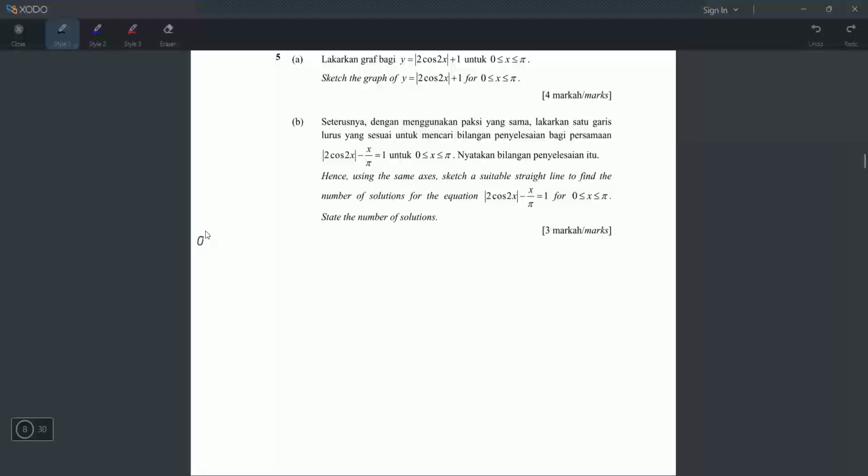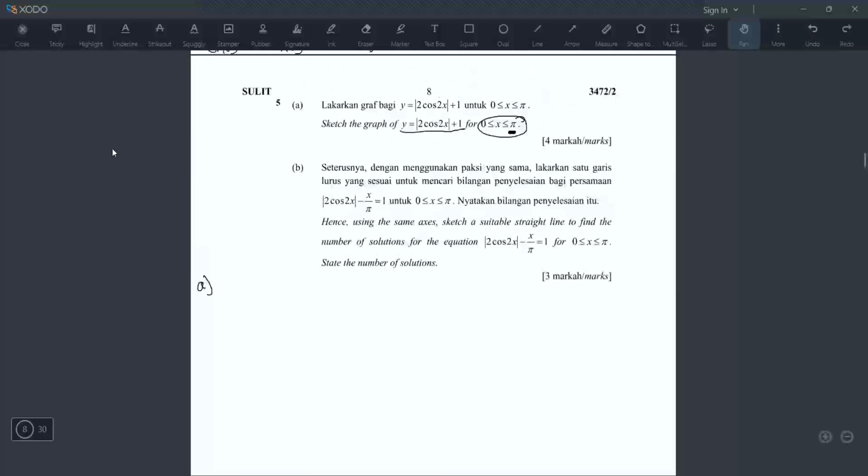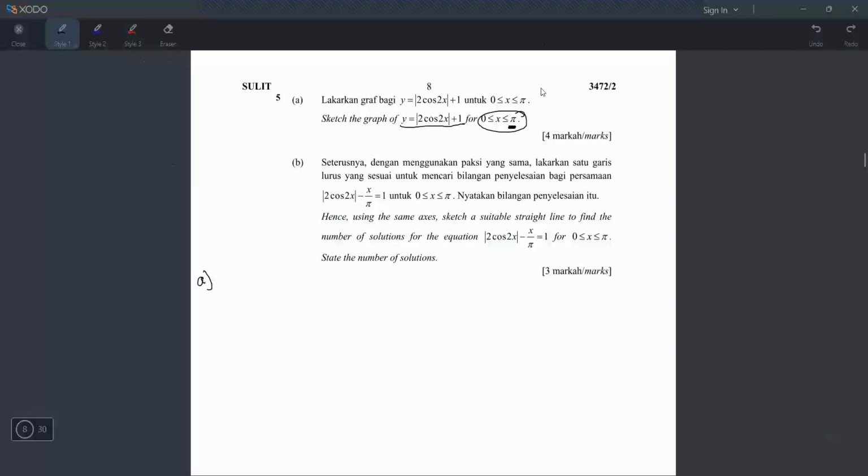Okay, number 5. Let's go 5A. Sketch the graph of the given function for 0 until pi. Wow, they want you to draw until pi only, so be careful. They don't want until 2 pi. So usually how I teach you in class, don't sketch first, right? You will doodle first. Doodle means you draw like a sketch. Just roughly draw, so you know the shape.